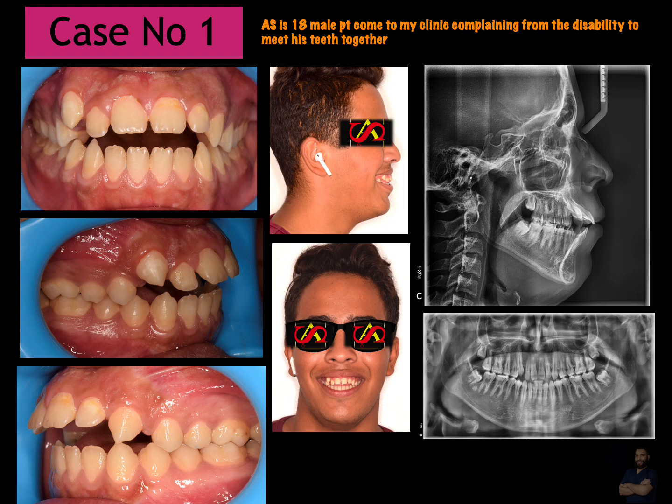So this is case number 1. An 18-year-old male patient came to my clinic complaining of inability to meet the teeth together. The patient has an open bite of about 5 millimeters, a class 2 incisor relationship, and proclined upper and lower incisors. The patient has average incisal show, or maybe slightly increased.